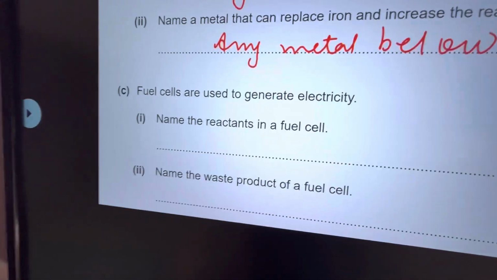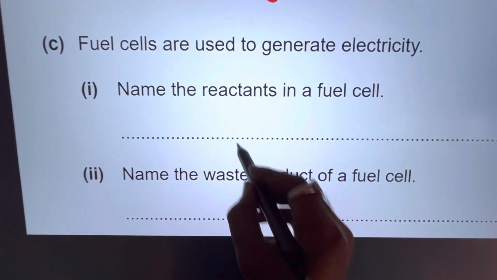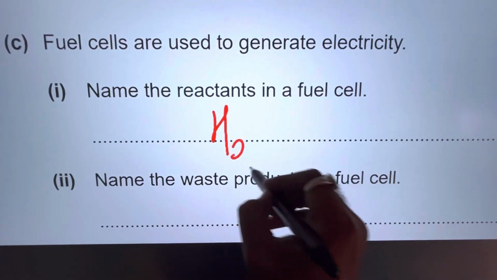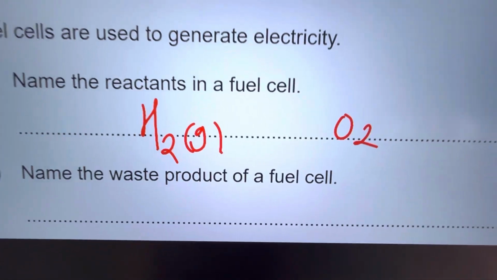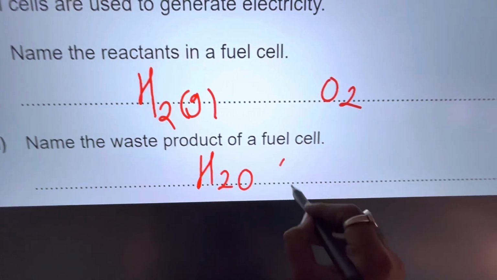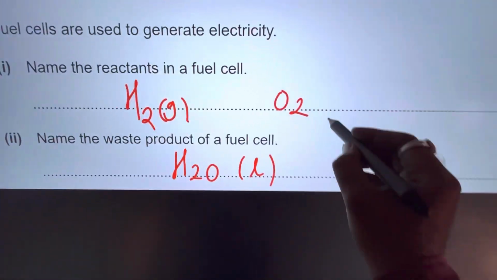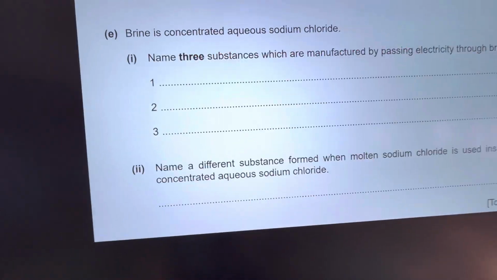Now this is next. Fuel cells are used to generate electricity. Name the reactants in the fuel cell. Everyone knows the fuel cell is a very simple cell where we use hydrogen gas and oxygen gas. What is next? Name the waste product. The waste product is water. Whenever you write the answers, make sure you mention the physical states.